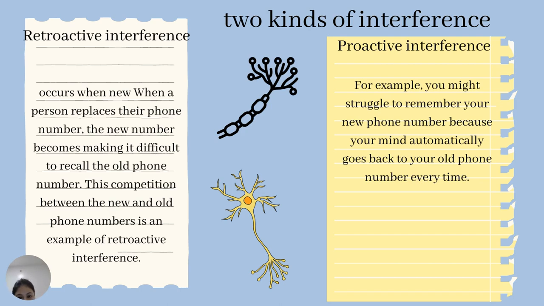Proactive, on the other hand, is, for example, when you might struggle to remember your new phone number because your mind automatically goes back to your old phone number. So it is the opposite.